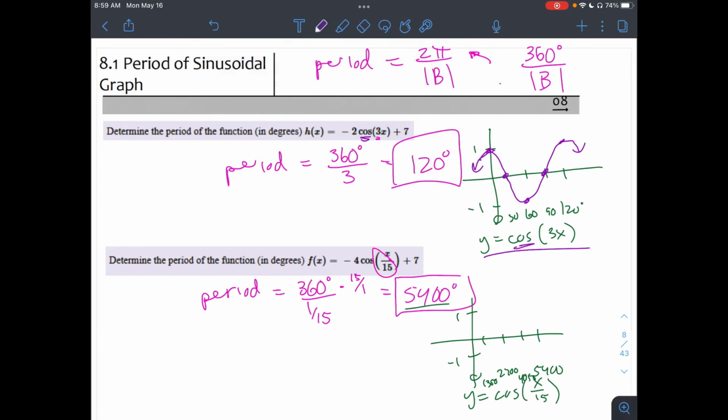And so we can plot these points. A cosine goes from maximum, midline, minimum, midline, maximum. So this would be the sketch of your graph based on the equation here, having a period of 5,400.